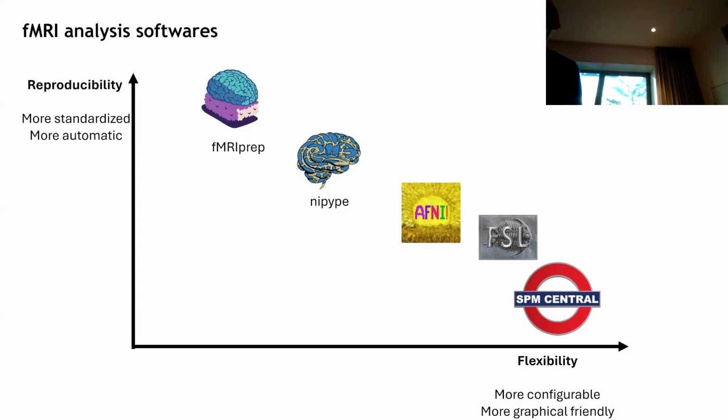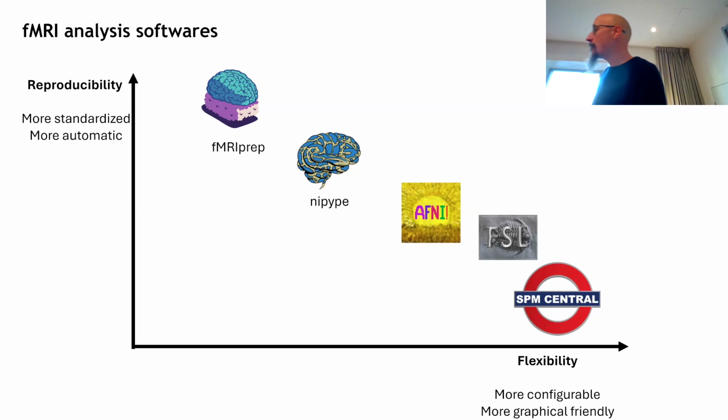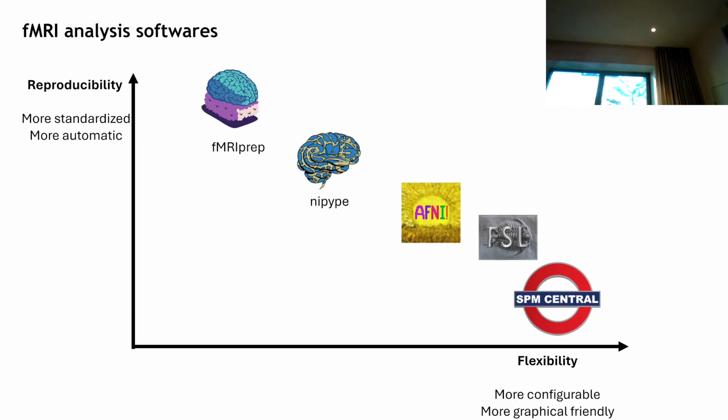Nipype is a, and I did this plot completely arbitrary. Here you have flexibility, which I mean as more configurable, more graphical friendly. And there is reproducibility, with more standardized and more automatic. It's completely arbitrary because in fact you can do the same. You can be very reproducible with SPM, but it's not made for that. And you need to be aware of how to tweak it, for example, to get what you want.